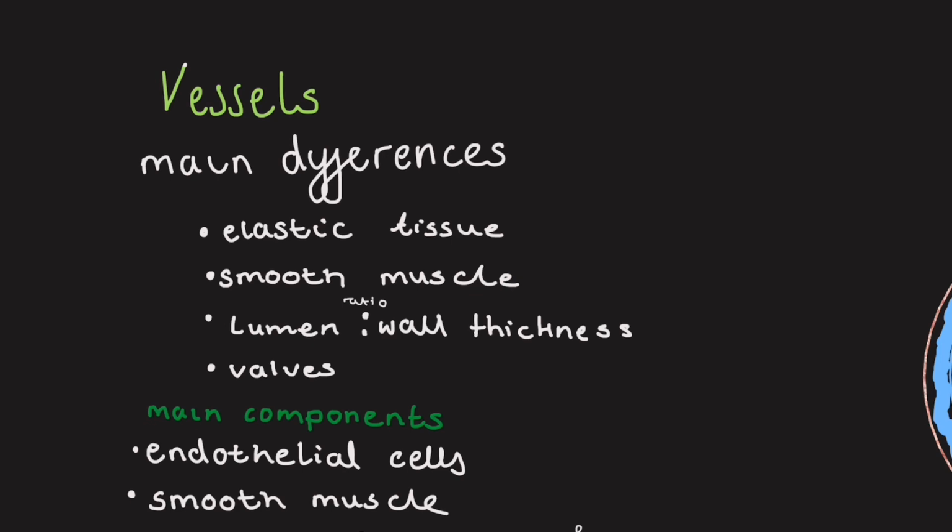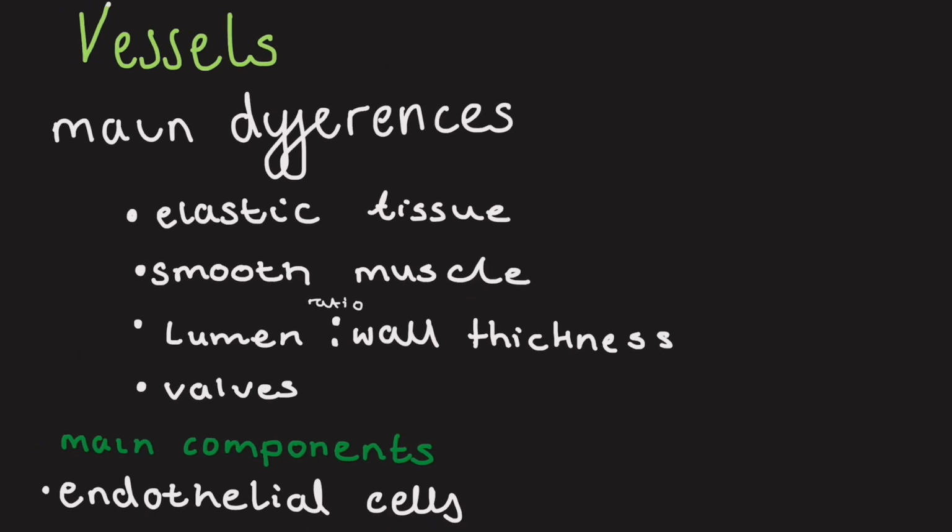So the main things to remember: for the elastic tissue, there's most in the arteries, then it's sort of reduced in the veins, and then there's barely any in the capillaries. The same goes for smooth muscles.